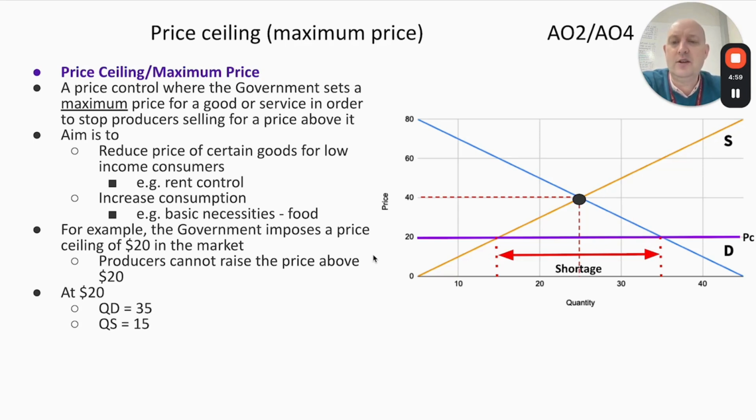So at $20, we now have a situation. At $20, we go across. We can see we go across to the demand curve. We can see that quantity demanded is 35. Quantity supplied is where we go across to the supply curve, we get 15, and therefore there is a shortage or excess demand in the market of 20. And that's the first implication of this price ceiling.